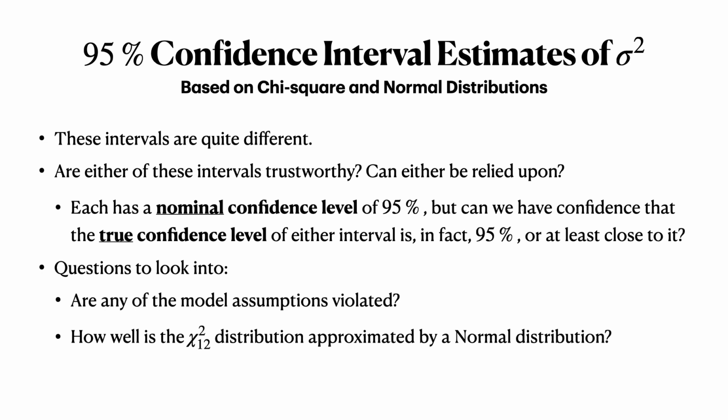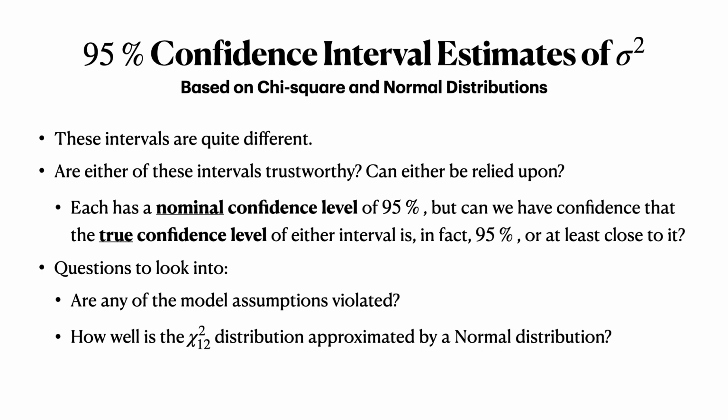Even though we might construct what we might call a 95% confidence interval for a parameter, if the true sampling distribution of the point estimator of that parameter is not well approximated by the distribution that we're using to come up with the confidence interval, then the true confidence level, the true coverage probability, may not be 95%. It may be 90% or 80% or even worse. It might be only 70%.